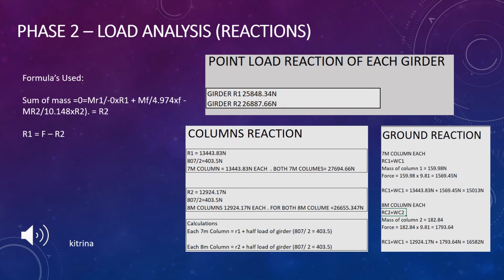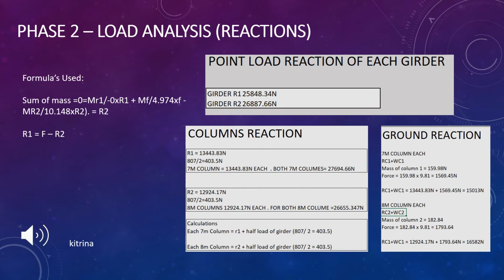Continuing phase 2 from the UDL, we multiplied by the bridge length and used the sum of moments formula to calculate the percentage of each point load girder reaction to then multiply by the UDL. Using the sum of moments formula, we solved first for R2, where we made R1 equal to 0, which was the point of rotation, to be able to find R2, which resulted in 25,848.34 newtons.